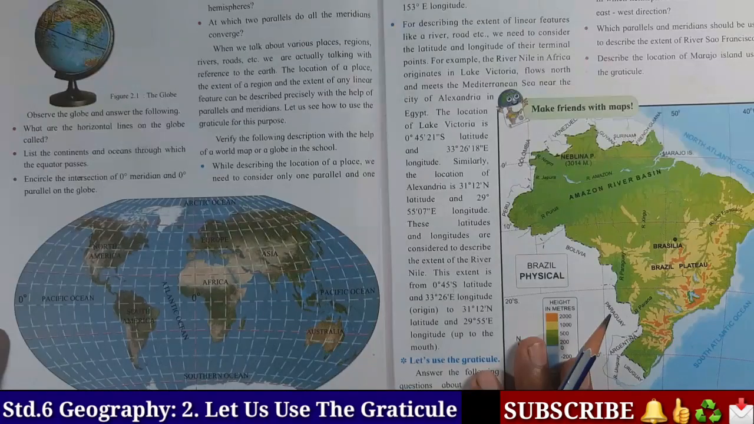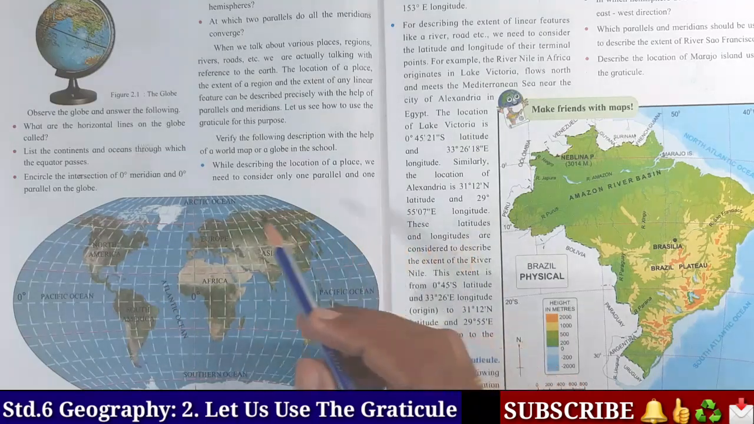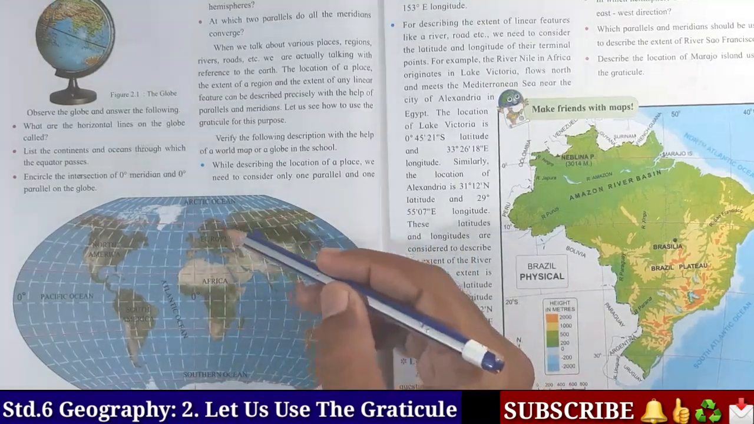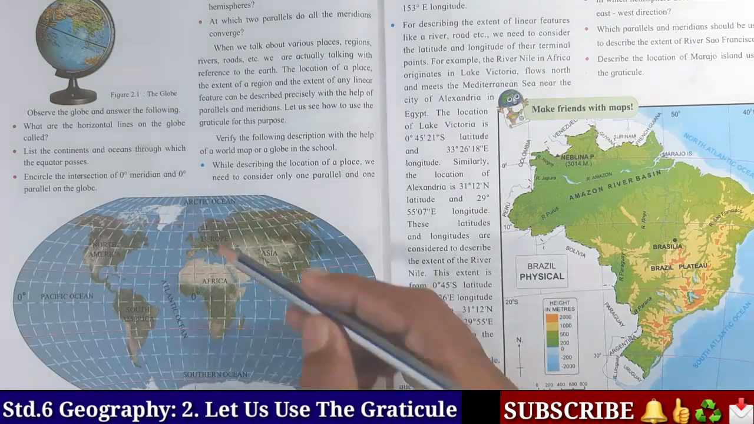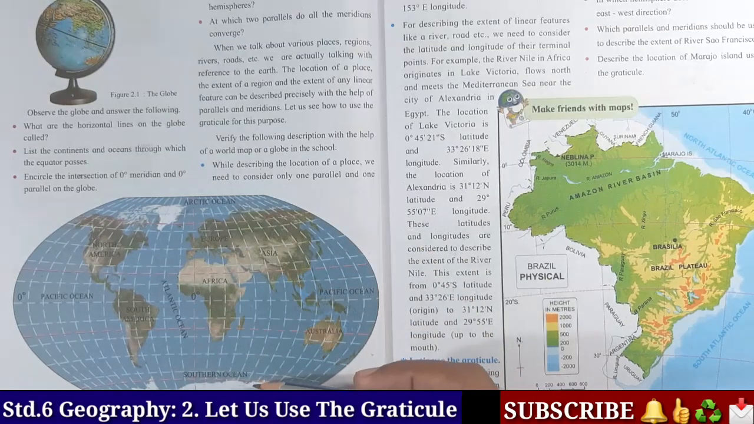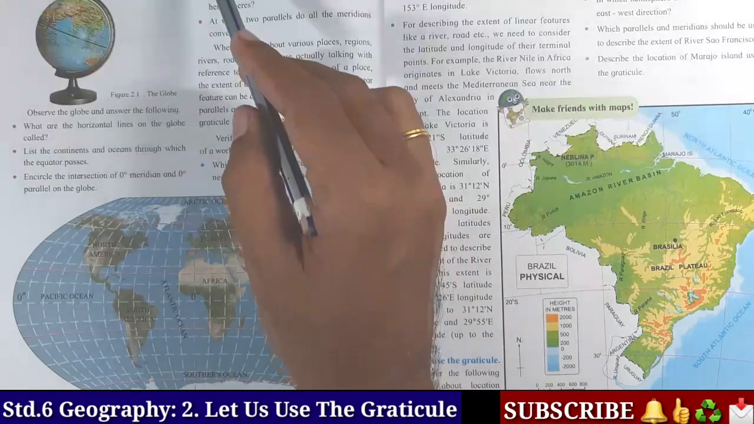See students, this is the world map. Here on this world map we can see some vertical lines and some horizontal lines. The horizontal lines are called the parallels of latitude, and we know that the vertical lines are called the longitudes, and both together form a network. Do you see a net here? Yes, that net is called graticule.